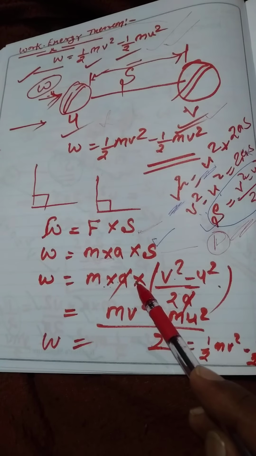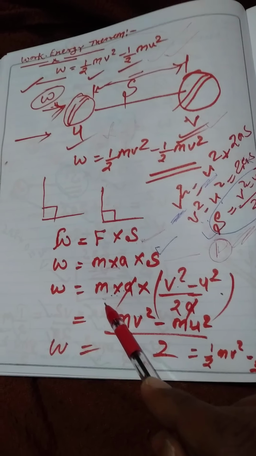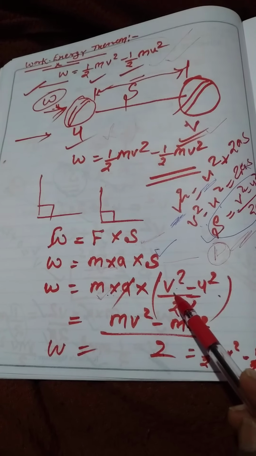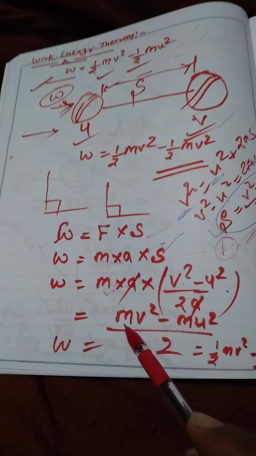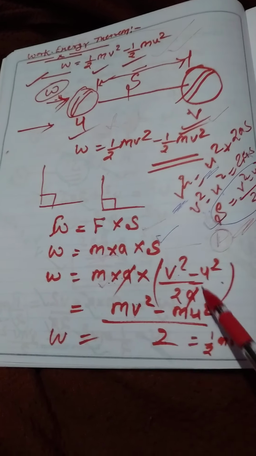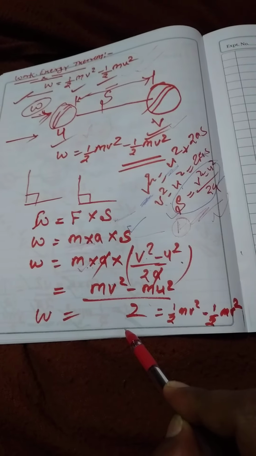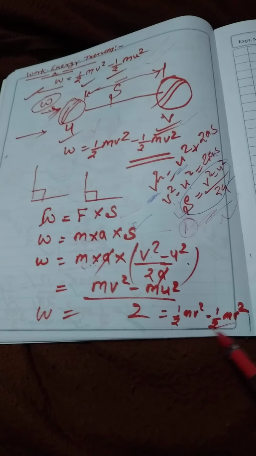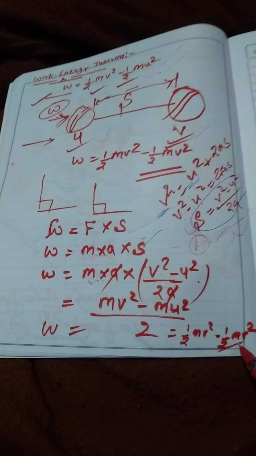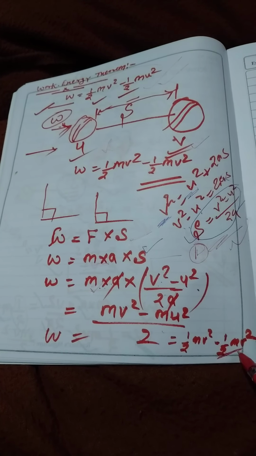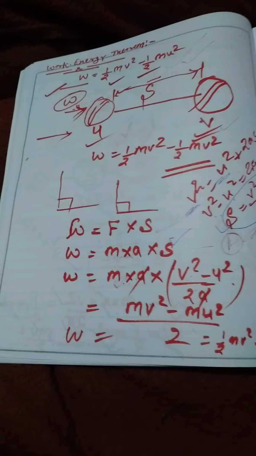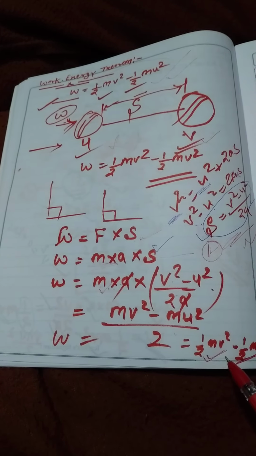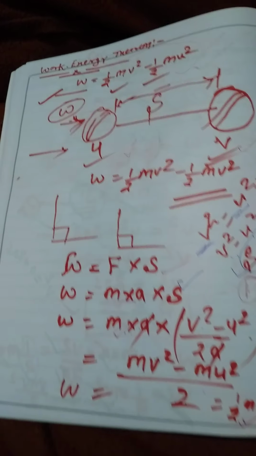The a and a cancel. Now we have (mv² minus mu²) upon 2. In the place of this we can write 1/2 mv² minus 1/2 mu². This is the work energy theorem. So finally our conclusion is W is equal to 1/2 mv² minus 1/2 mu². This equation is also known as the work energy theorem.